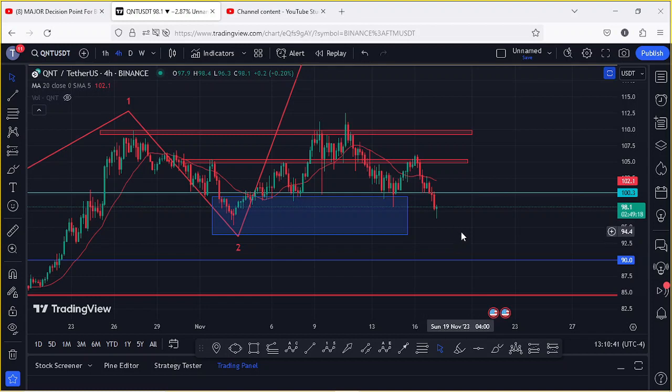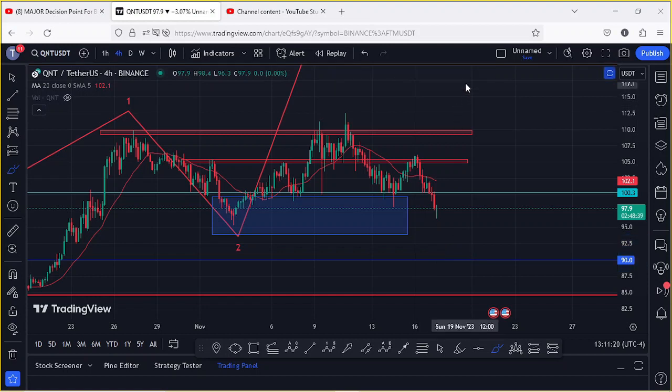At the time of this recording, QNT is holding below the 20-day MA here on the 4-hour chart, which is now acting as resistance for us to continue gearing up. We have also lost a significant area of support at around the $100 mark, and after losing that, we have continued to see further pullback, giving us a low at around the $96.6 mark. The next key area of support that we need to keep our eyes on lies at around the $90 mark.